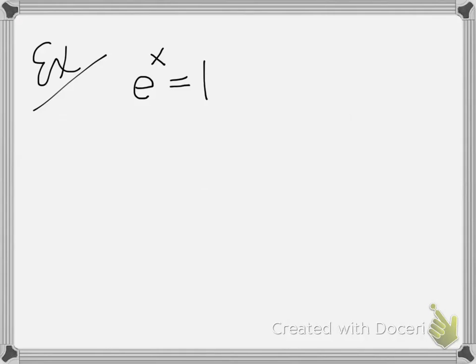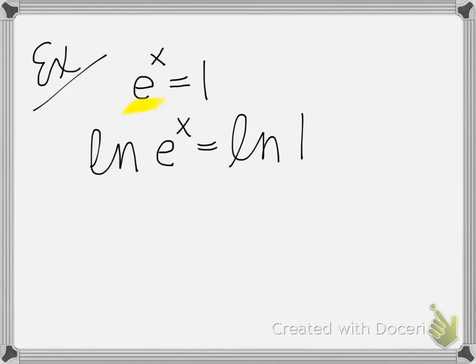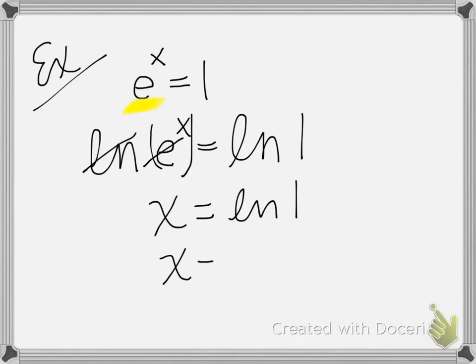If I have e to the x equals 1, I need to get rid of e so that I can get x by itself. To get rid of e, I'm going to do ln on both sides of the equation. ln of e to the x equals ln of 1. Now because ln and e are inverses of each other, x is all that's left. So x equals ln 1. And you can use your calculator to solve this, but ln of 1 is just 0. So for this equation, x equals 0.